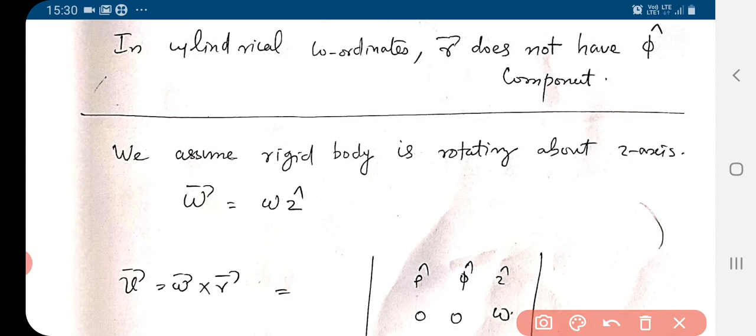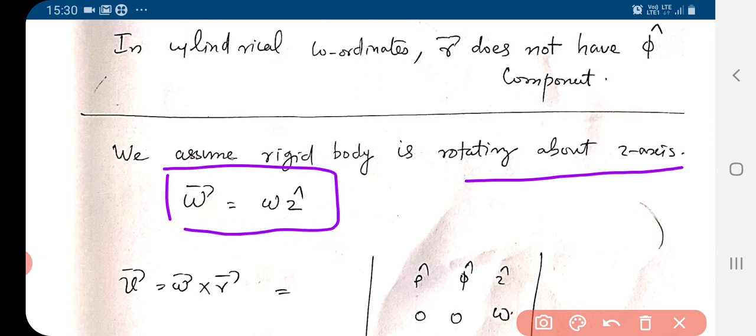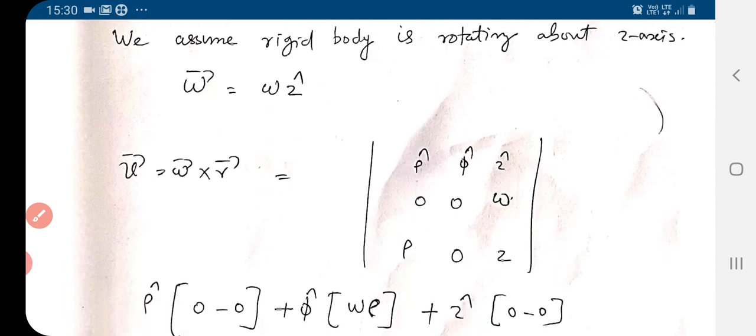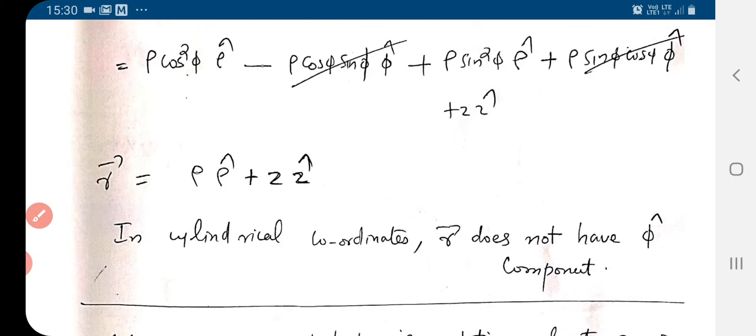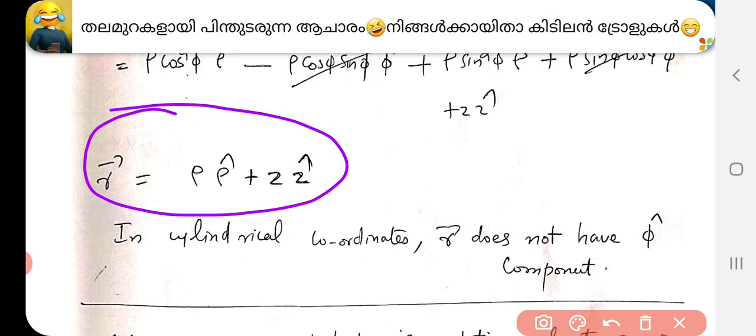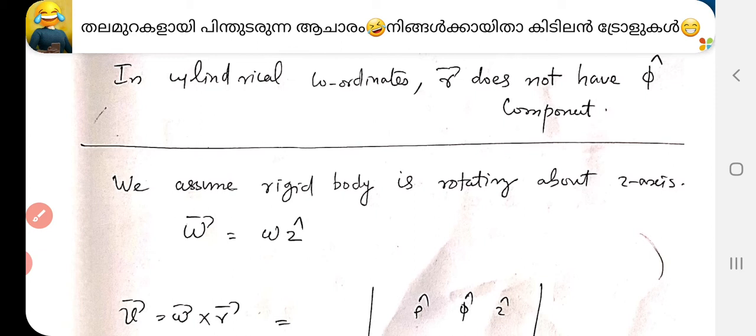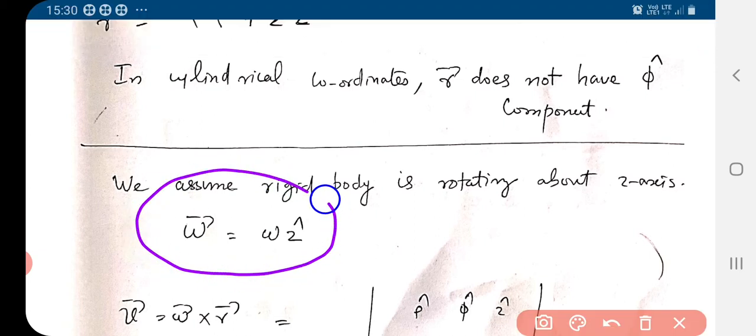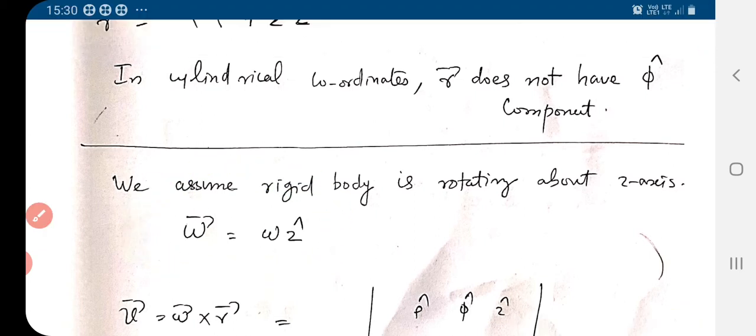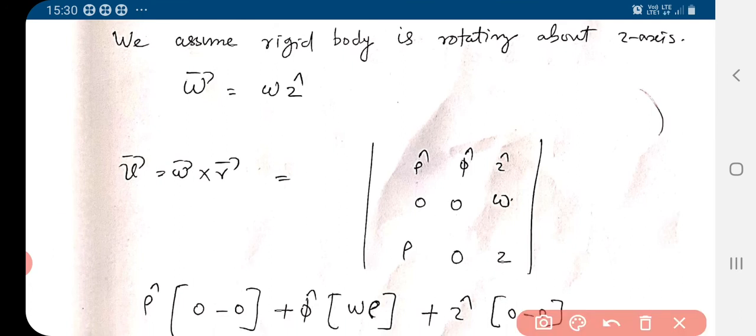Now the body is rotating about the z axis. So omega I can write like this, omega z, where this is the unit vector z in cylindrical coordinate system. So I have got omega. We have determined vector r. Okay, so we have V equal to omega cross r.